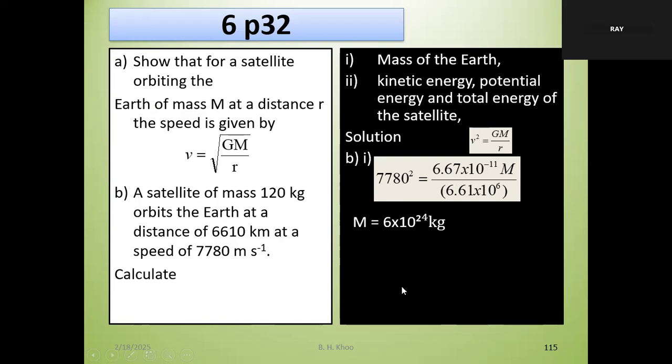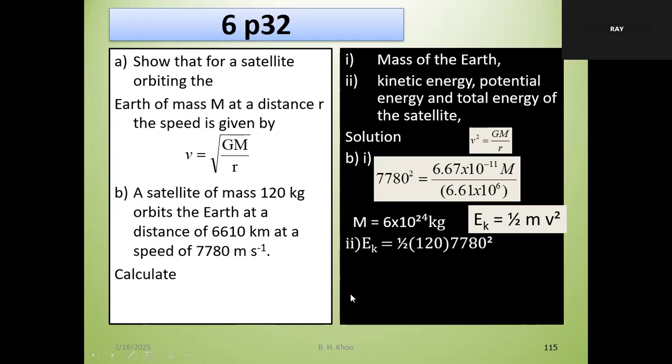Kinetic energy: use this formula, don't memorize it. EK is half mv squared. Replace the v squared with that, or just use half times 120 times the speed squared. Either way works, but since it's easier, I don't need to replace the v squared there. Just use the formula and calculate it out.